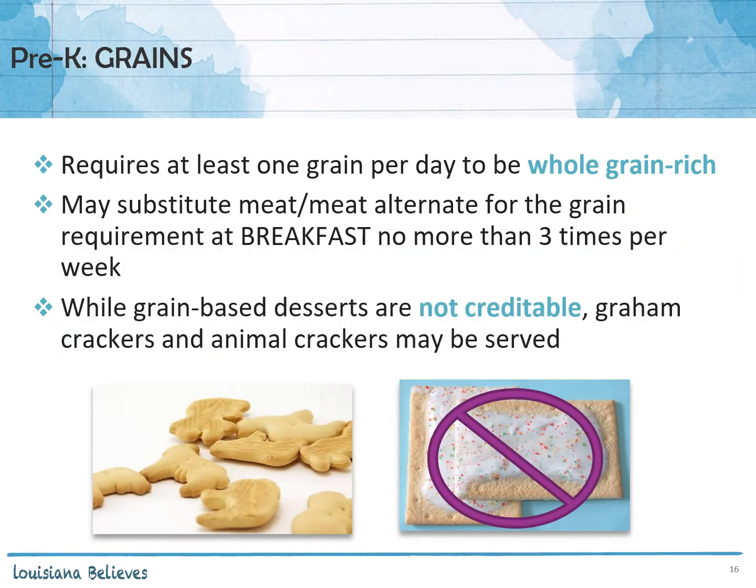At least 1 grain serving per day must be whole grain. If you only serve your pre-K students 1 meal per day, then that meal must have a whole grain rich item. If serving several meals and snacks during the day, then you can choose which meal will contain the whole grain rich item. Grain-based desserts are not creditable in the pre-K meal pattern, and breakfast cereals have a sugar limit. Also, as a reminder, meat alternates can be substituted for grains during breakfast up to 3 times per week in the pre-K meal pattern.